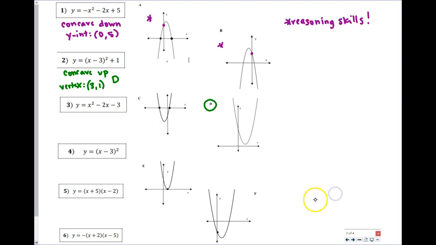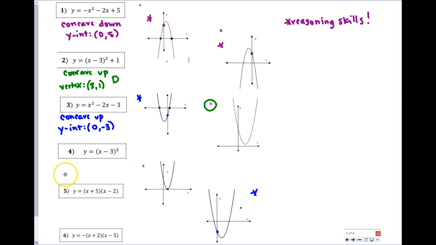How about number 3? That's in standard form. I know that it's concave up. I know that its y-intercept is (0, -3). So I'm going to look at my graphs that I have left. It can't be E because that intercept is at positive something. It could be C. I've got that point right there, and it could possibly be F. So that is going to be either F here, or it's going to be C. I'm going to come back to that. Maybe I'll be able to narrow that down later.